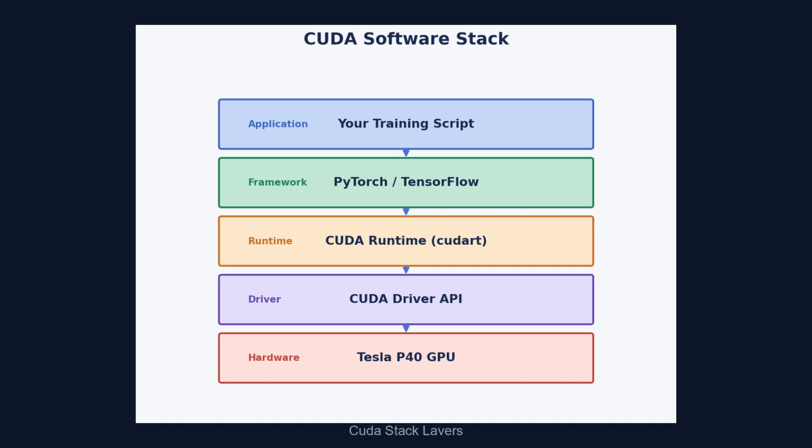Next, we see the CUDA runtime, referred to as CUDART. This plays a vital role in managing memory and executing kernel functions on the GPU. It ensures that your application can communicate effectively with the GPU hardware. Then we move to the CUDA driver API. This layer operates directly with the GPU driver, handling lower-level operations and configurations necessary for proper execution. Finally, at the bottom, we have the hardware layer with the Tesla P40 GPU, which provides the processing power needed for your deep learning tasks.